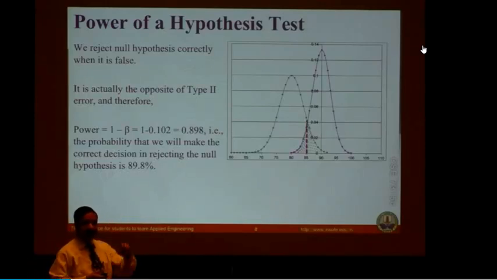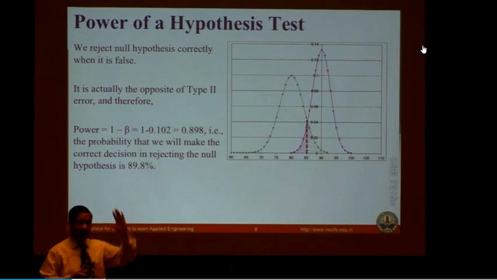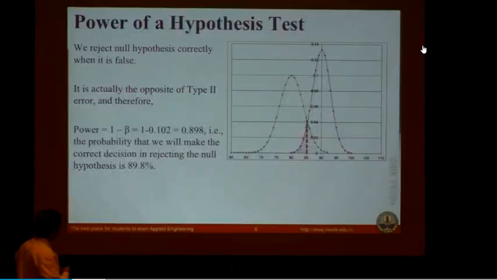Probability of rejecting the null hypothesis when the null hypothesis is really wrong. Where is that? Is that the green or the pink? Green. The null hypothesis is really wrong, so this is the truth. This is the area, 1 minus beta.